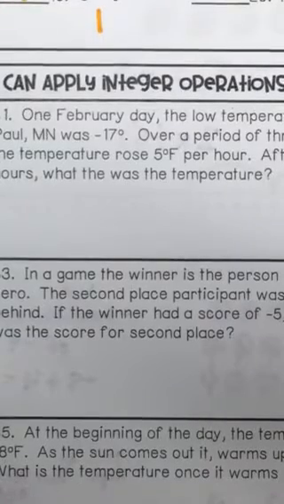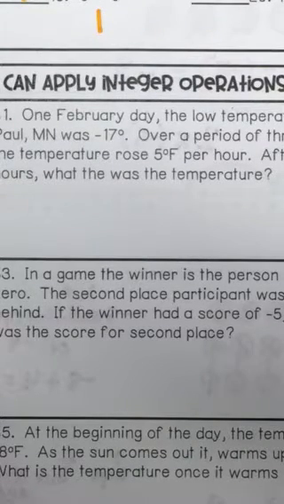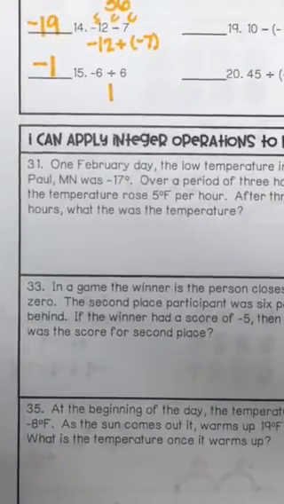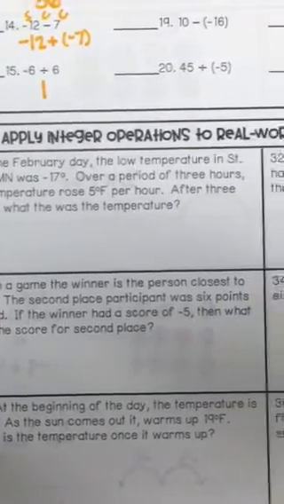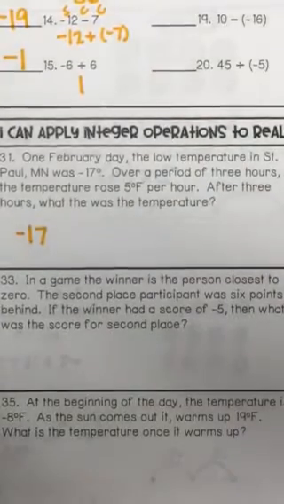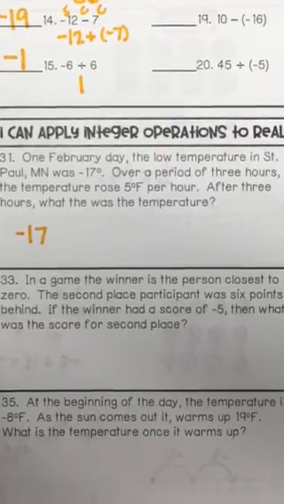Now our last section says that I can apply integer operations to real world situations. We're only going to work out a couple of these because I figure that you should be able to do a few of them. So we're going to start off doing number 31. Number 31 says that one February day, the low temperature in St. Paul, Minnesota was negative 17 degrees. So that is where we are starting. That number has to go first. It says over a period of 3 hours, the temperature rose 5 degrees per hour. After 3 hours, what was the temperature?